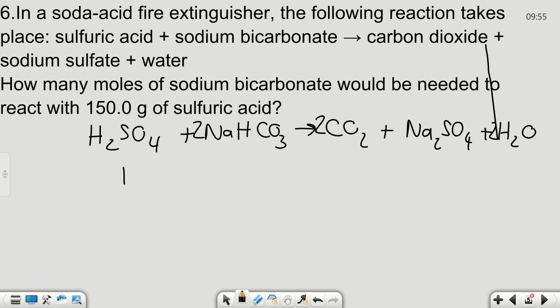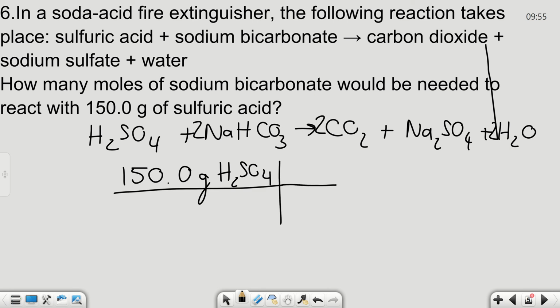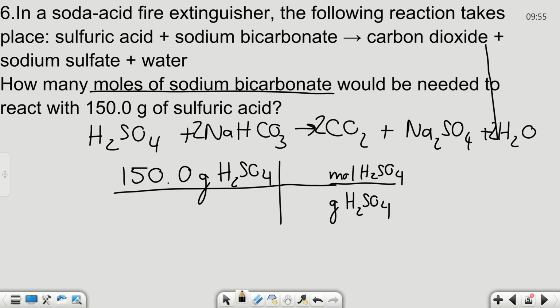All right, so for this one, I'm starting with 150 grams of sulfuric acid. I'm not going to make as many mistakes this time, okay? And I want to find the moles of sodium bicarbonate, so another compound. So on this one, I need to change this first to moles. So I'm going to go from grams of H2SO4 to moles of H2SO4. And again, it's 1 mole, and the molar mass of H2SO4 is 98.07 grams.